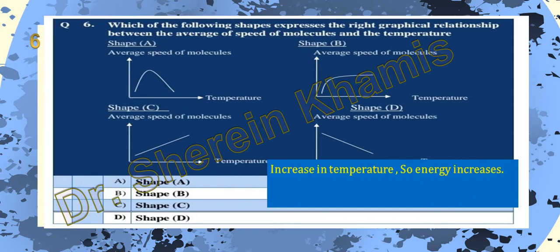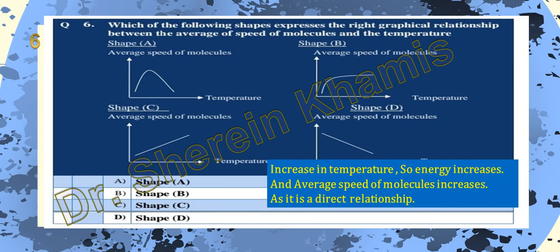Okay, if we have increasing temperature, then energy increases and the average speed of molecules increases. And it is that direct relation. So if we have the graphs, graphs A, B and D will be wrong, but the right one will be letter C with a direct relation. By increasing temperature, the average speed of molecules will increase. Okay, so the right answer will be letter C. Let's go to question 7.